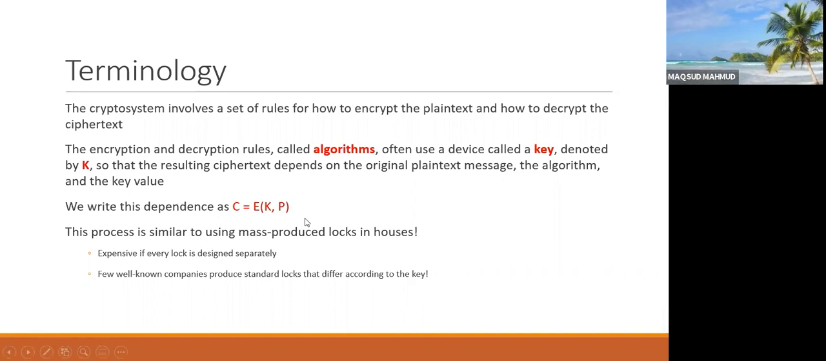Sometimes we can write the equation like this one. Encryption of the plain text needs the key, and then you will get the ciphertext. The process is similar to using mass-produced locks in houses. You have different locks in houses and you have the keys for them. Sometimes you have 2 keys, sometimes 3 keys. You can make a number of keys for that one.